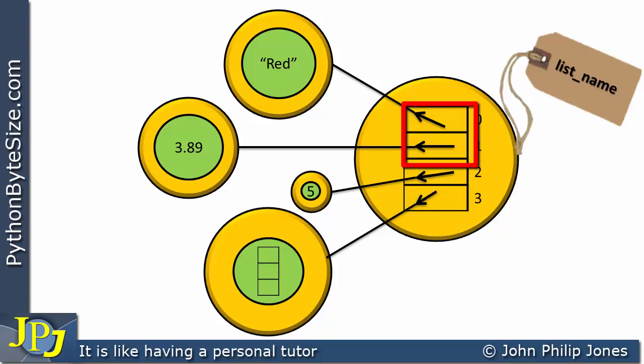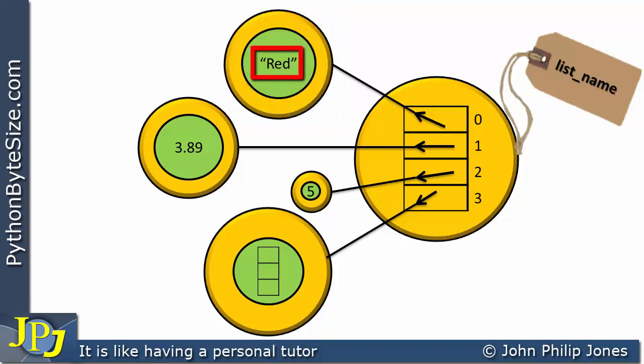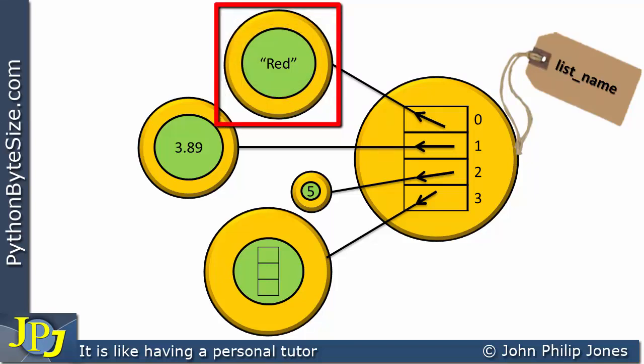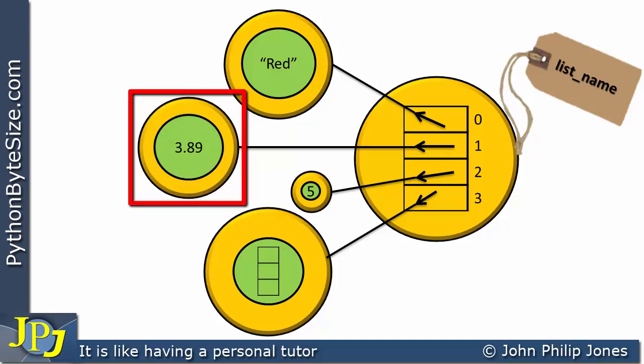But have a look at this element, it's bound to this, and if you have a look at what this is storing, it's not storing a number that is an integer, it is storing a string, red. So what we've got here is an instance of the string class. If we have a look at this element, it's pointing to this, and it is storing 3.89. And this is an example of a real number, often referred to as a float.